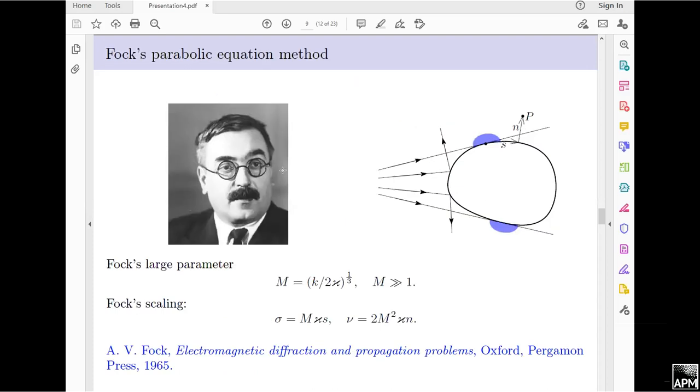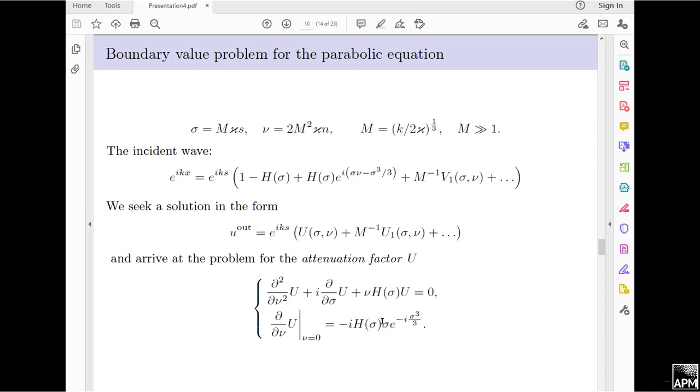Well, in this consideration, there are famous papers by Fock, who considered the wave field on a smooth body, pictured here. He described the wave field in the vicinity of a tangent ray coming to a smooth body. High frequency, everything is high frequency. And he understood that there is a true dimensionless parameter, where k is the wavenumber and kappa is the curvature. And the scaling with respect to s and nu is different.